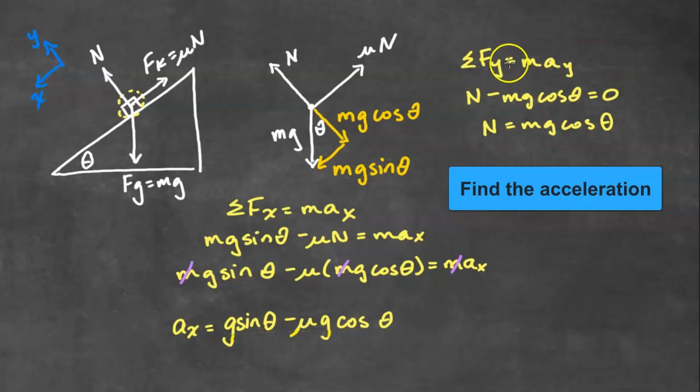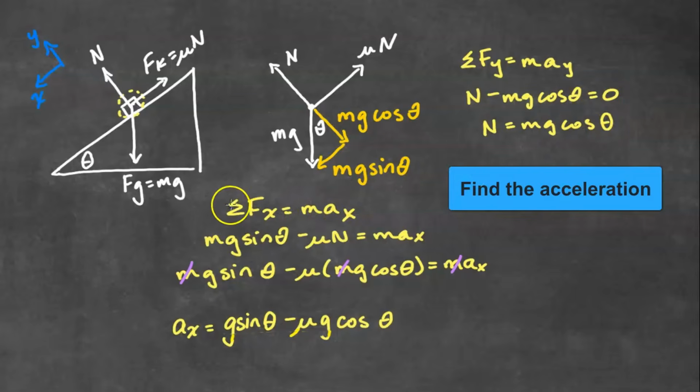So net force in the y direction equals may. In the positive direction, we have N minus mg cosine theta. In the negative direction, nothing, equal to 0 since it's not accelerating in the y direction. So N is equal to mg cosine theta.